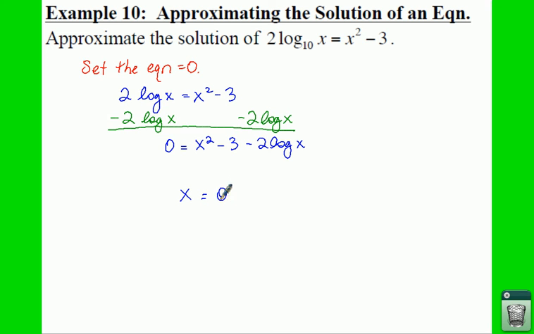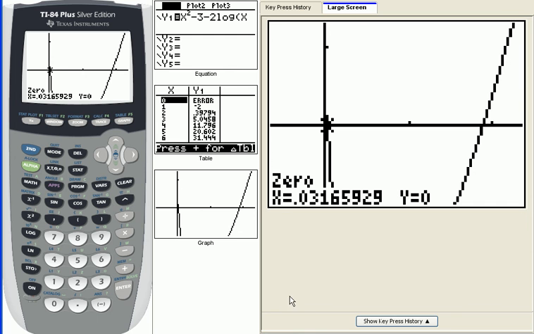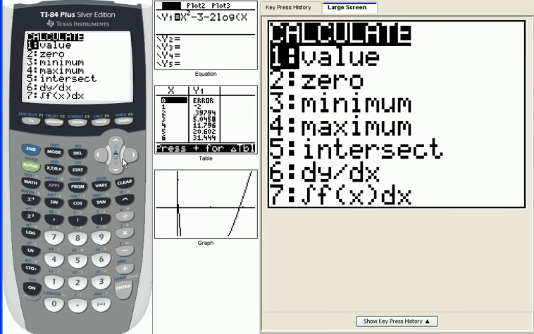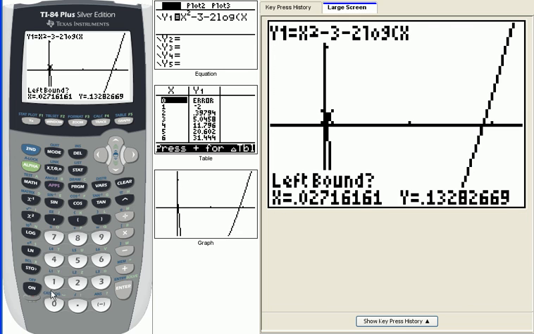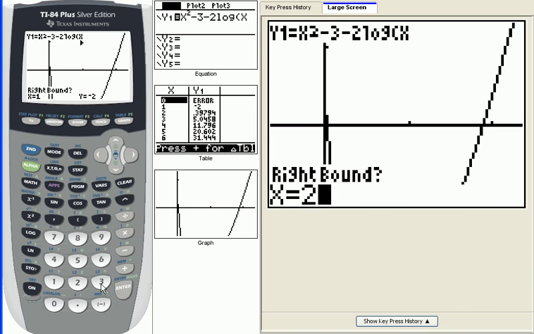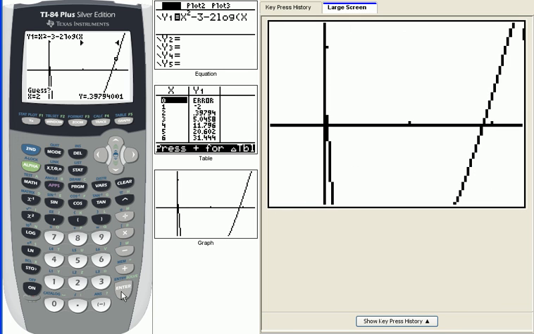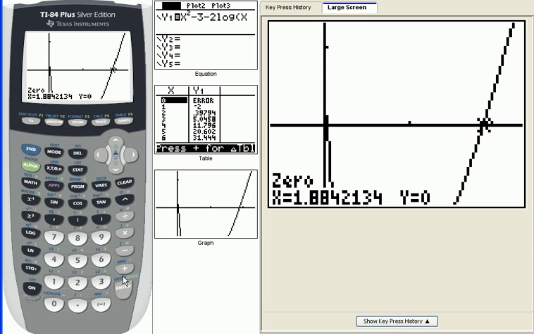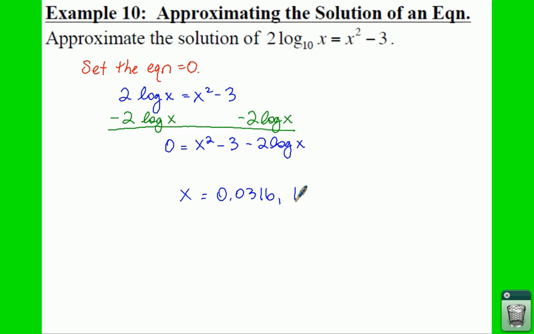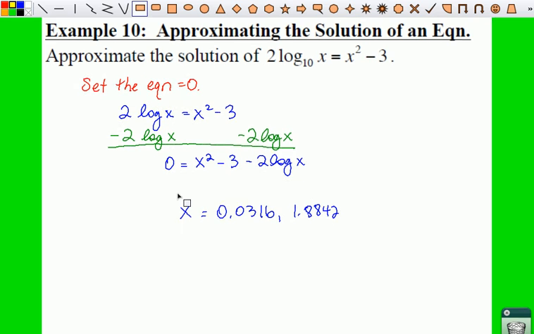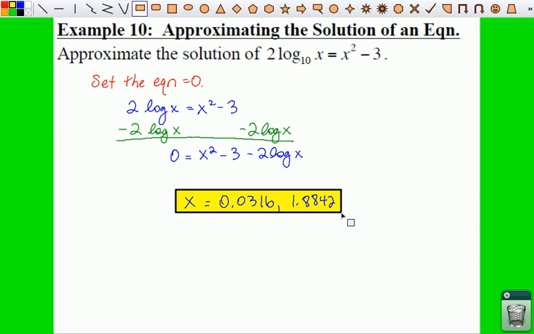X equals 0.0316. And then your other 0, if you go back here and do your second 0, this one's between 1 and 2. It's a little more obvious. If you choose 1 for your left bound, 2 for your right bound, and it spits out your 0 is at 1.8842. And there are your zeros using your calculator.